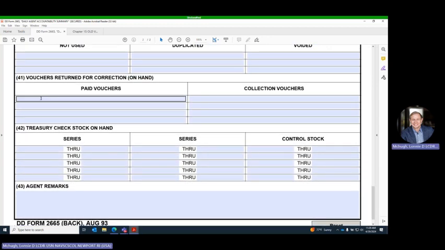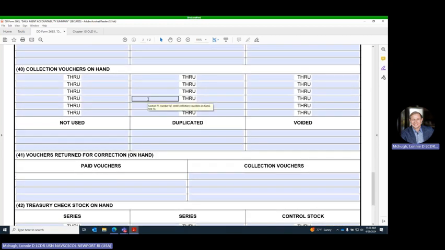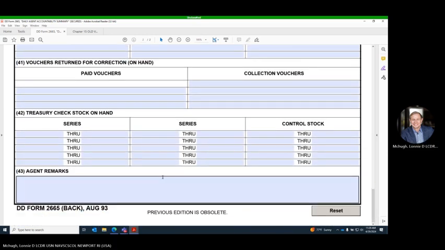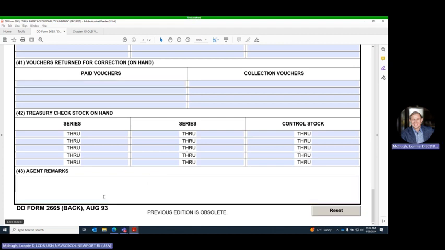Treasury checks on hand, vouchers returned for collection. So you shouldn't have these, but that would be if there was some sort of error. So you paid a voucher, you filled out the SF-1034, and then it was submitted to DFAS. Maybe DFAS, whenever they processed it, realized that you had made an error. And so they submitted that back to you for correction, and you would annotate that information here. And additional remarks that the agent would like to make to the dispersing officer. We'll close out this form.